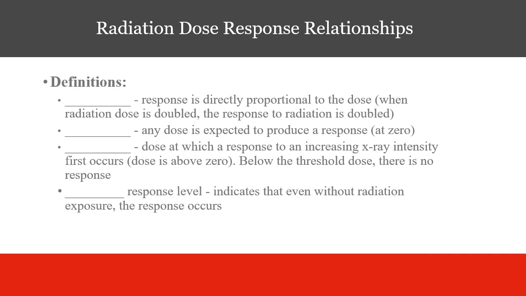The dose is above 0, and that definition is threshold. Fourth, below that threshold, there's no response. And finally, the fourth one is a natural response, the response level, which in the previous diagram was labeled Rn. N as in natural, indicates that even without radiation exposure, the response occurs.